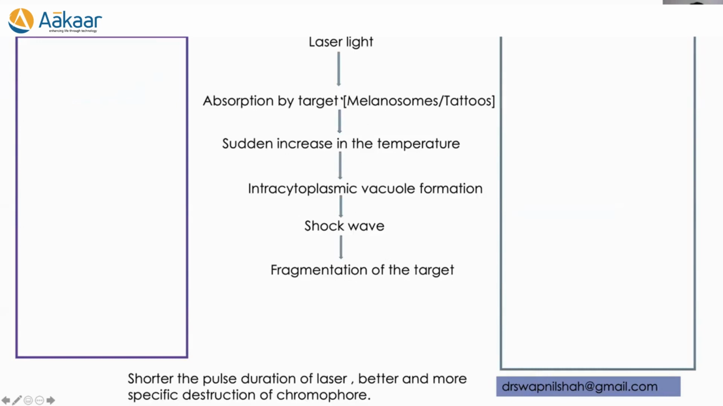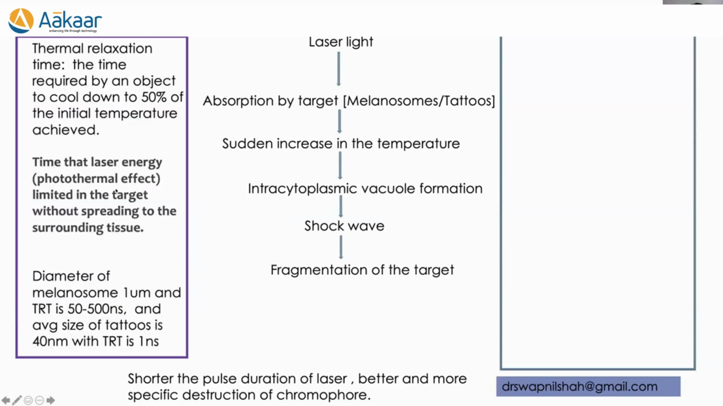So if you see, the basic principle difference between pico and nano is not much in understanding the physics. You have a laser light which is absorbed by the target melanosome depending on the selective photothermolysis, whether it's a melanosome or tattoos which we are treating. There's a sudden increase in the temperature which results in intracytoplasmic vacuole formation, which generates a shock wave, and there is a fragmentation of the target. The basic difference is here.